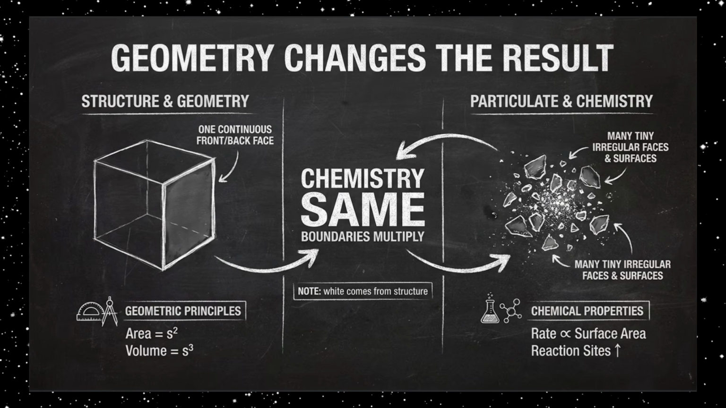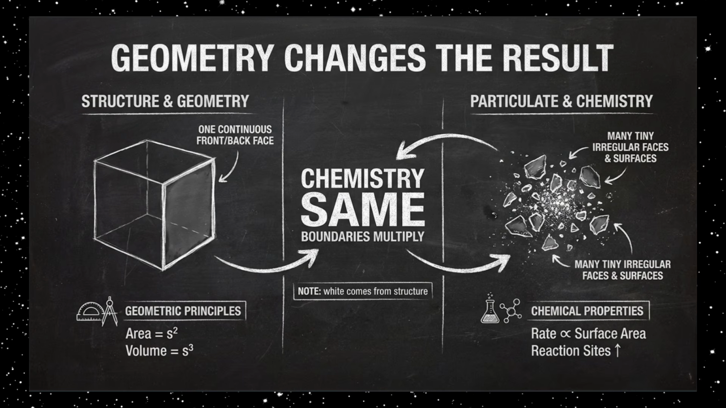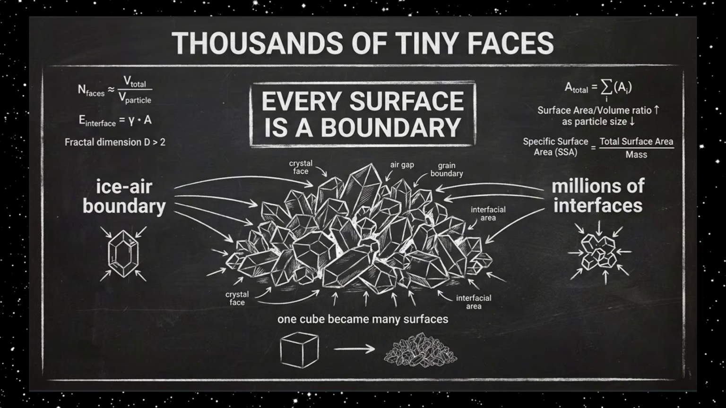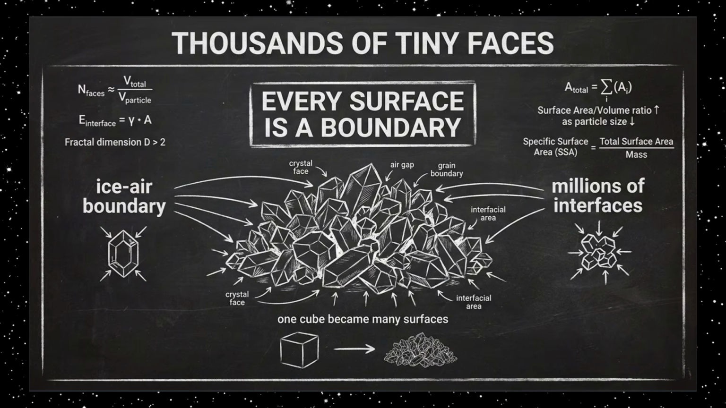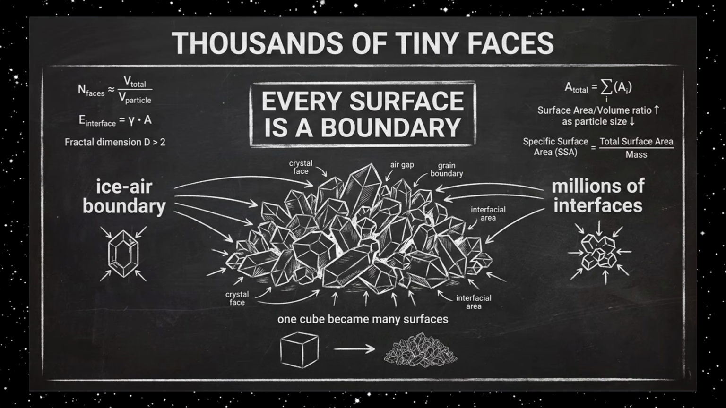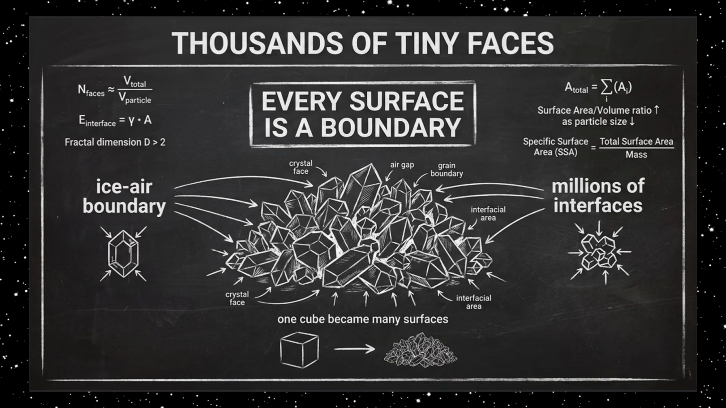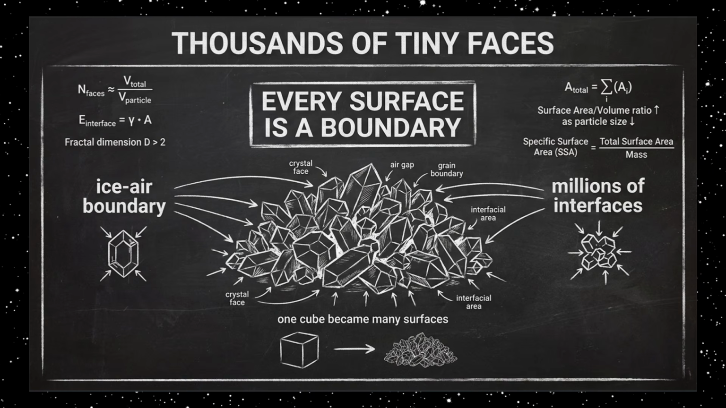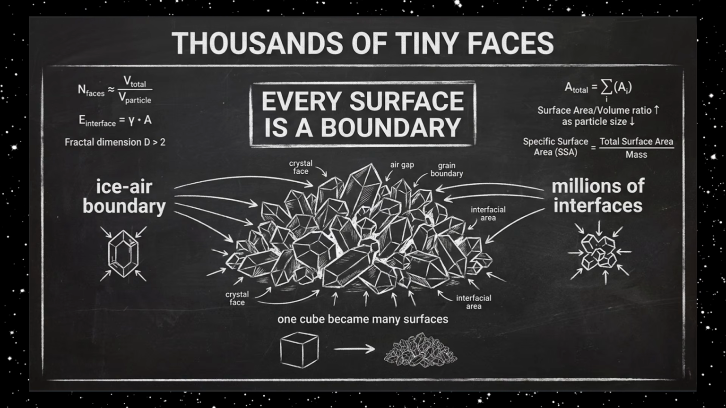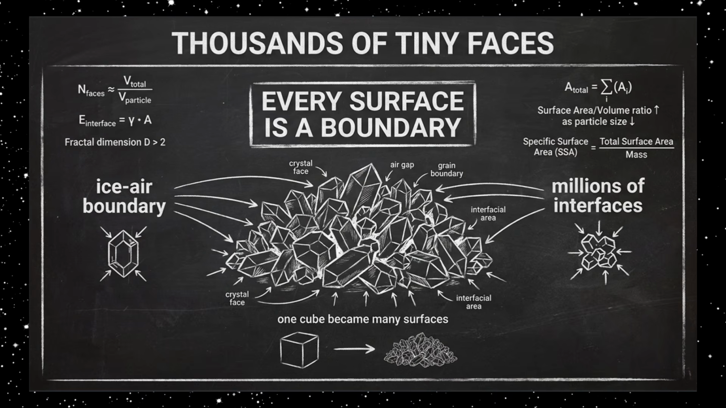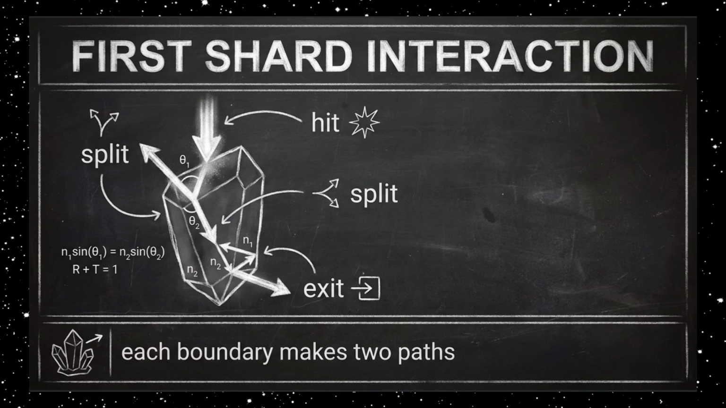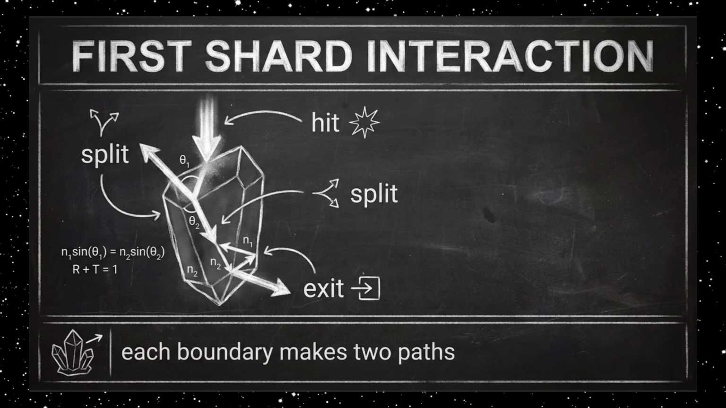Why did this happen? Because now the light, instead of going through one front face and one back face, has to deal with thousands of faces, millions of faces. Every shard of ice is a little crystal, and every crystal has surfaces, and every surface is a boundary between ice and air. And at every single one of those boundaries, the light bounces a little, refracts a little, splits up a little.